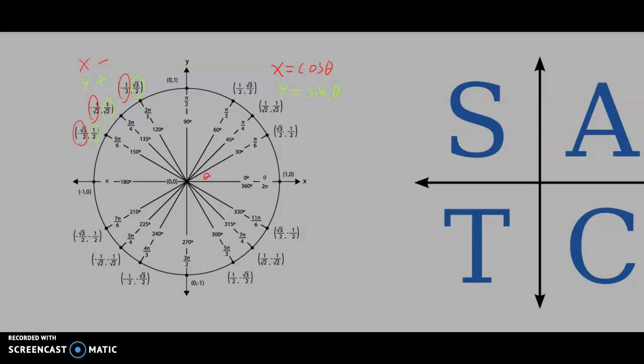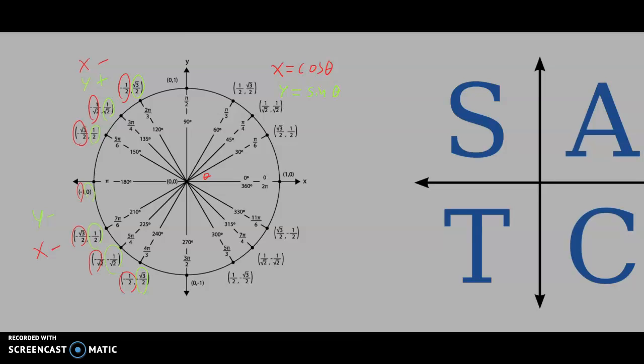Down here, both are negative. So all of our x values are negative, and all of our y values are negative. Well, 0 can never be negative or positive, it's just 0. But the others are negative. That's because all of our y values are below the x-axis, so they're all going to be negative, and all of our x values are to the left of the y-axis, so they're also going to be negative.